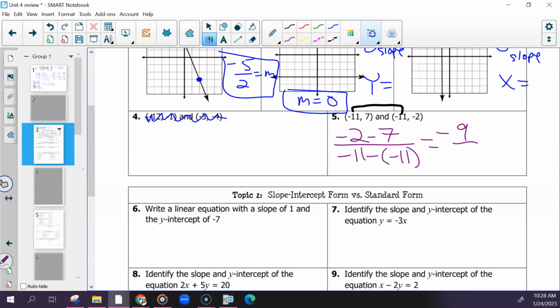Becomes 0. Negative 9 over 0 is what? Not 0. Undefined. Anything over 0 is undefined. 0 over anything is 0. Okay. Questions on 6 through 9?